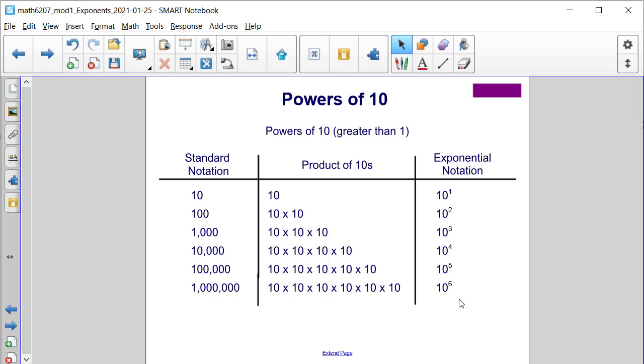Well, the exponent that we have actually tells us how many zeros we're going to have in our number. So 1 million has 6 zeros, so it's equivalent to 10 to the sixth power. 10,000 has 4 zeros, so it's 10 to the fourth power. That's a little clever way to remember the relationship between standard notation and exponential notation. So that can also be used to relate these values.